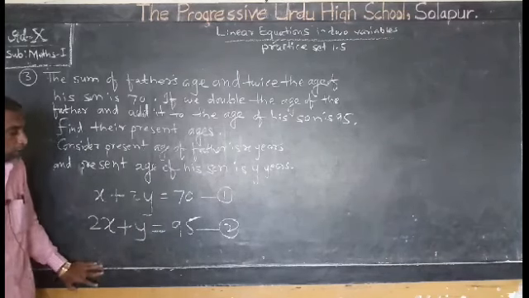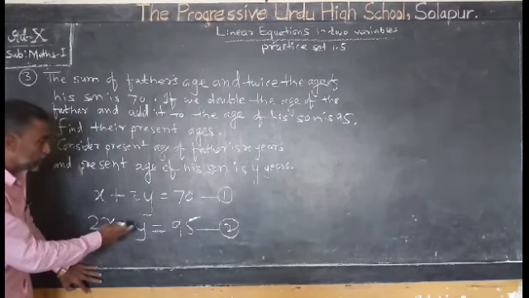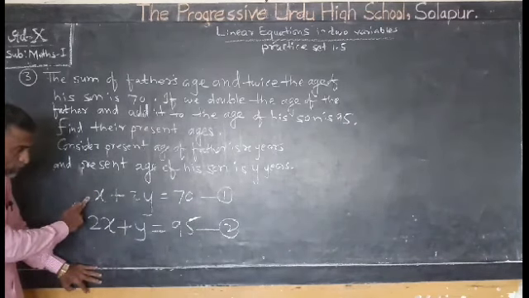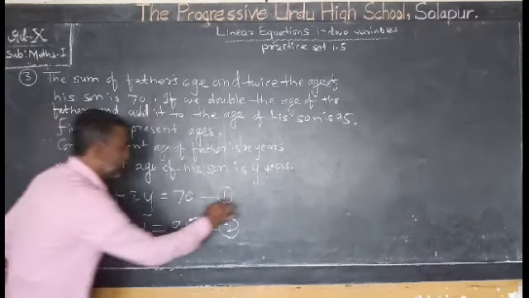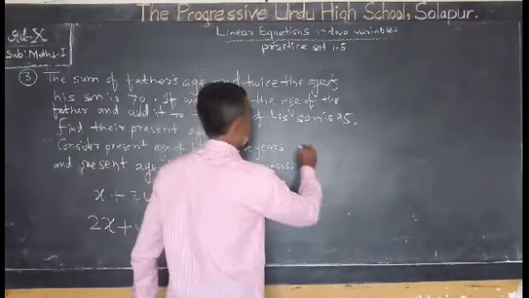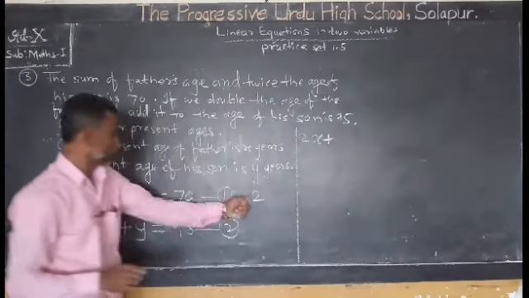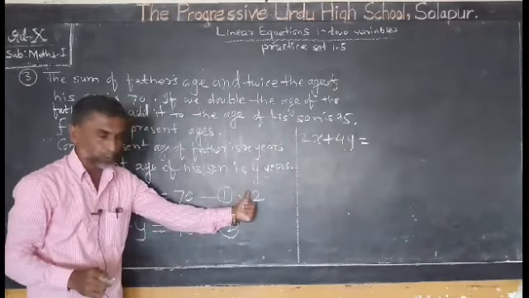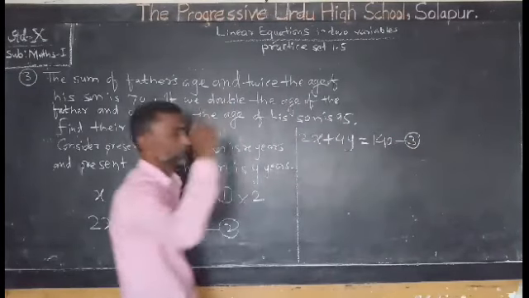Now, you can eliminate any variable you want. If you multiply equation number 1 by 2, the coefficient of x will be 2, and in the second equation, the coefficient of x is already 2. So, multiplying equation 1 by 2: 2 into x, 2x, plus 2 into 2y, that is 4y, is equal to 70 into 2, 140. Write this as equation number 3.